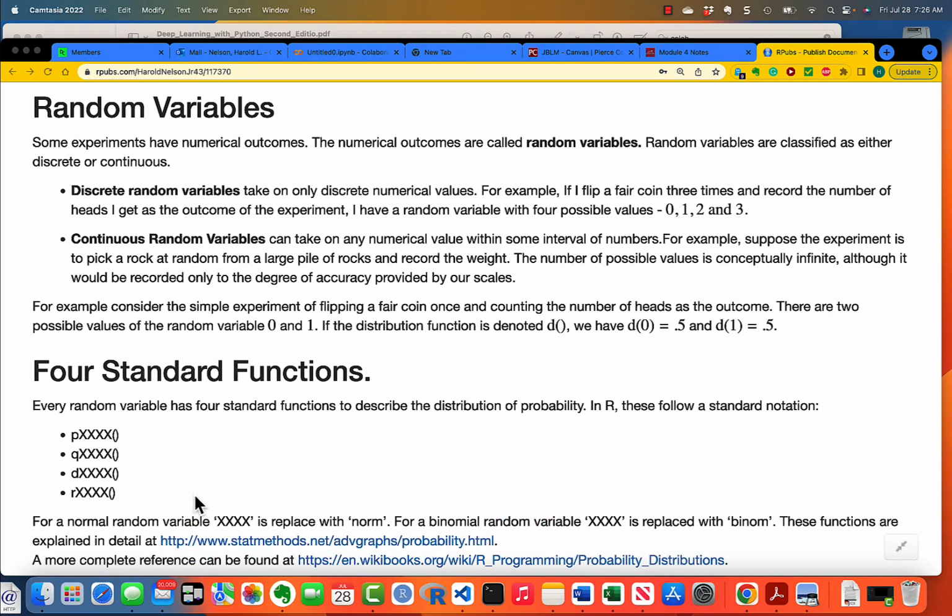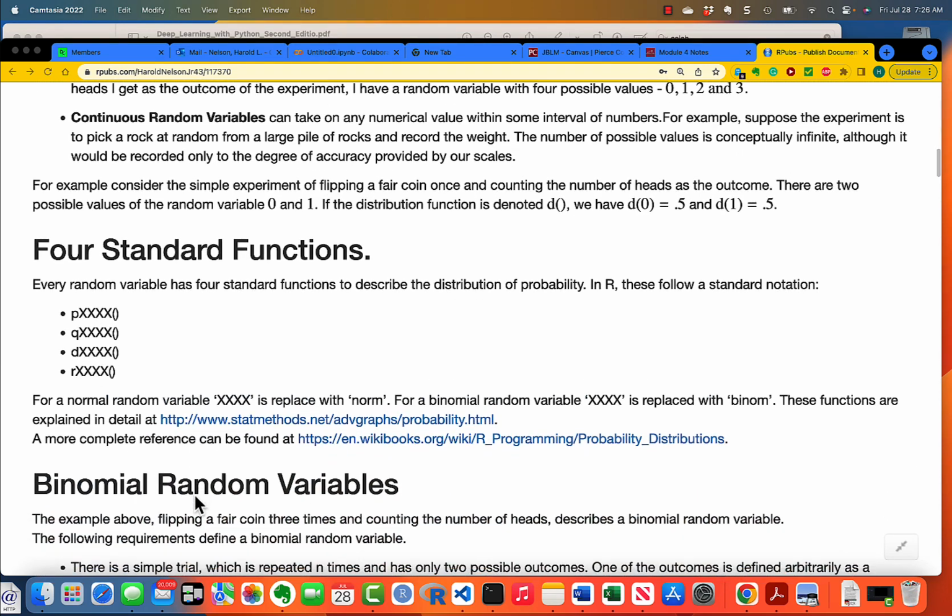Okay, every random variable has 4 standard functions: the p function, the q function, the d function, and the r function. And for a normal random variable, xxxx is replaced with norm, and for a binomial random variable, xxxx is replaced with binom. And you can look here. This is a good explanation of all of the different types of functions that you have associated with every random variable.